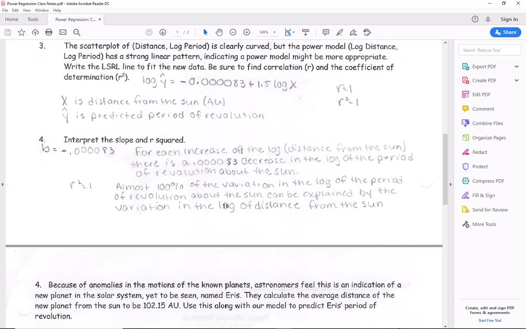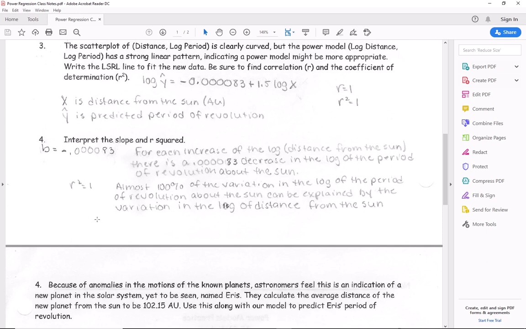So for each increase of 1 unit of the log distance from the sun, there is a 0.000083 decrease, negative, in the log of the period of revolution about the sun. And interpret r squared, well, almost. It can never actually be 100%, even though it gave it to us as 1. It was so close to 1 that it just defaulted to it.